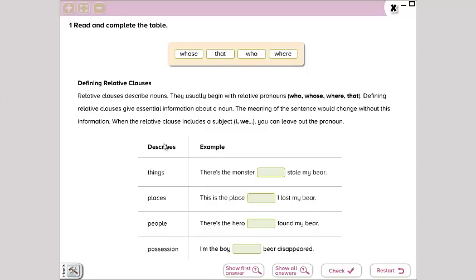Okay, now, to describe things, there's the monster that stole my bear. To describe places, this is the place where I lost my bear. To describe people, there's the hero who found my bear. To describe possession, I'm the boy whose bear disappeared. Esta es la que vimos la semana pasada con lo del héroe, el sueño del niño que un héroe le rescató el osito. You remember that? ¿Recuerdan eso?